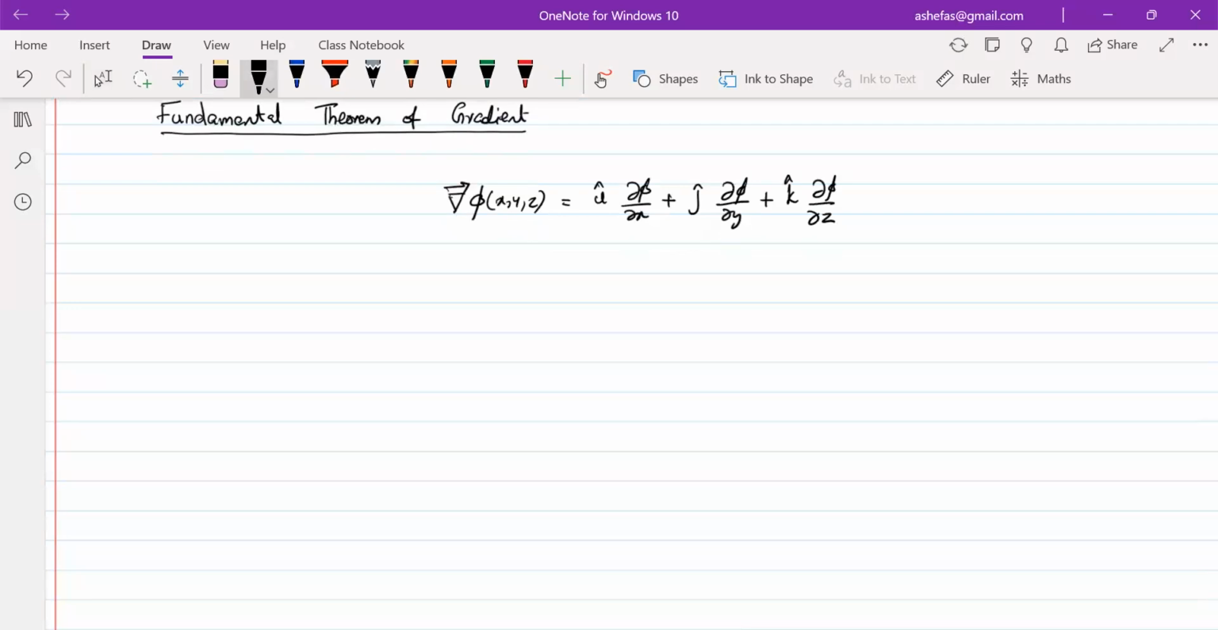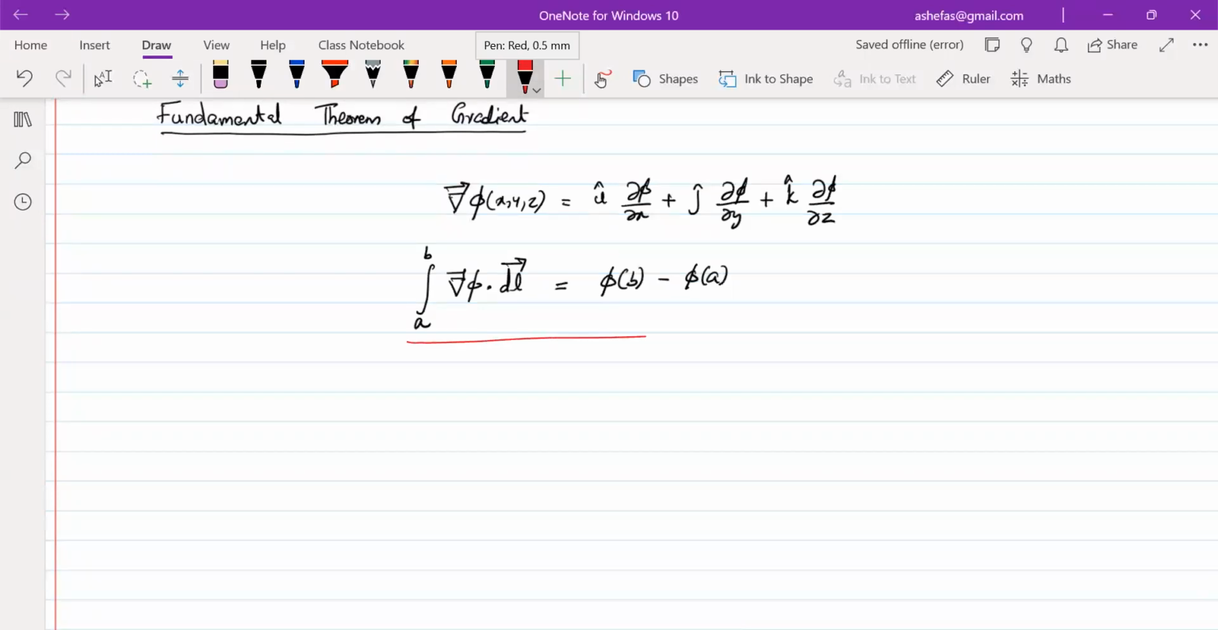Okay, so the fundamental theorem of gradient says that if you integrate the gradient of a scalar field over a line from some initial point A to the final point B, then that would be equal to the difference between the final point and the initial point of the scalar field. So this is what is called the fundamental theorem of gradient.